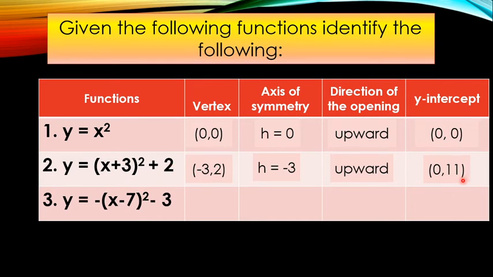That's it. Next. For the vertex of this function, we have positive 7, comma negative 3. Change the sign, 7, then copy negative 3. And axis of symmetry is the h. H is 7. Then, it is negative, so it opens downward. And the y-intercept is 7 times 7, that is 49, plus 3, that is negative 52.